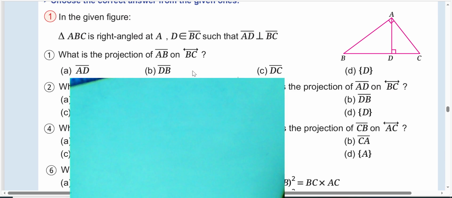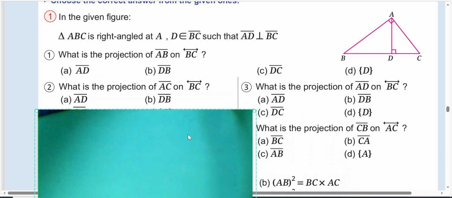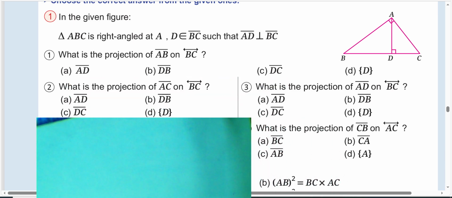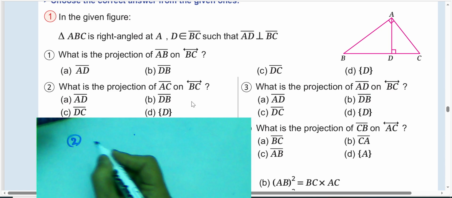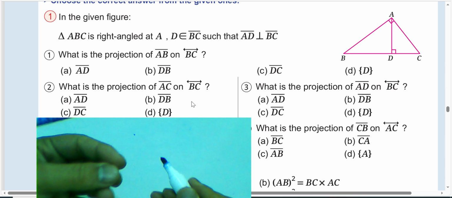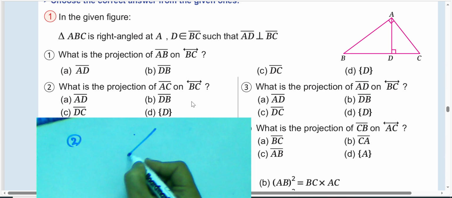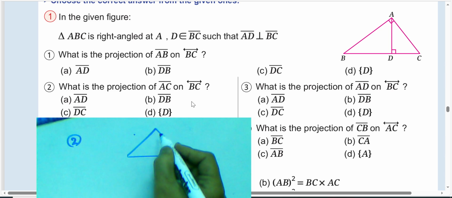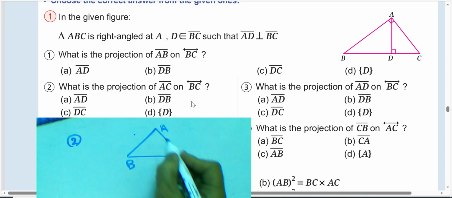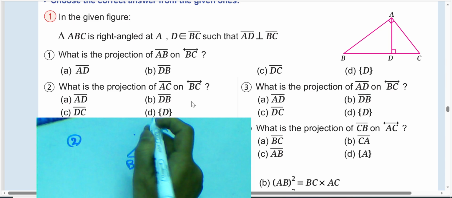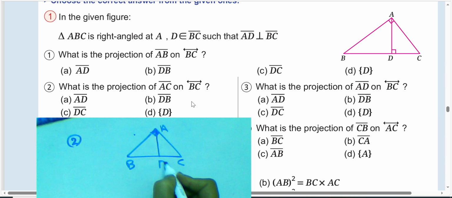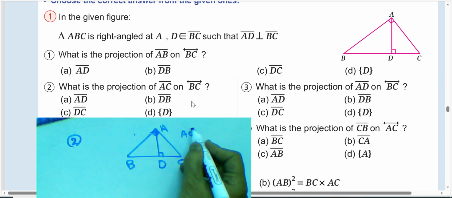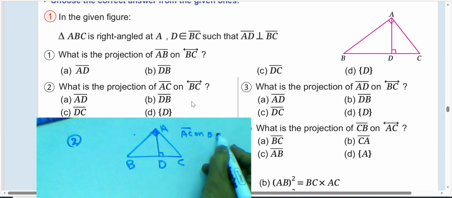Understood? Next question, number 2. We want to find the projection of AC on BC. Listen, I will draw question number 2 here to understand. Pay attention. We have a right angle triangle ABC here. This angle is right, and we have here D, and this is also perpendicular. We want to find the projection of AC on BC.